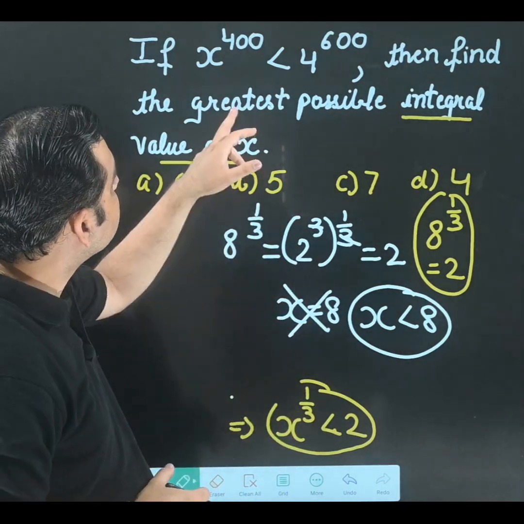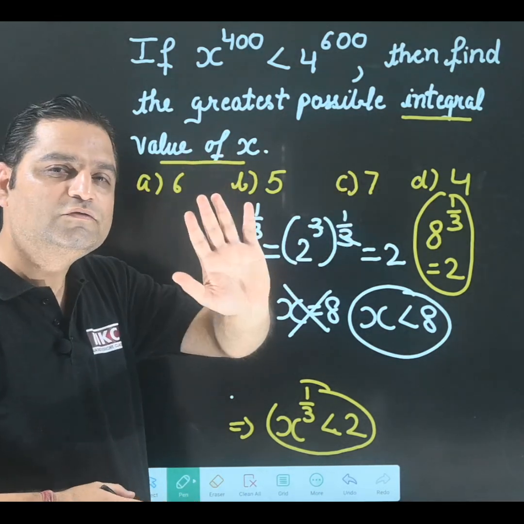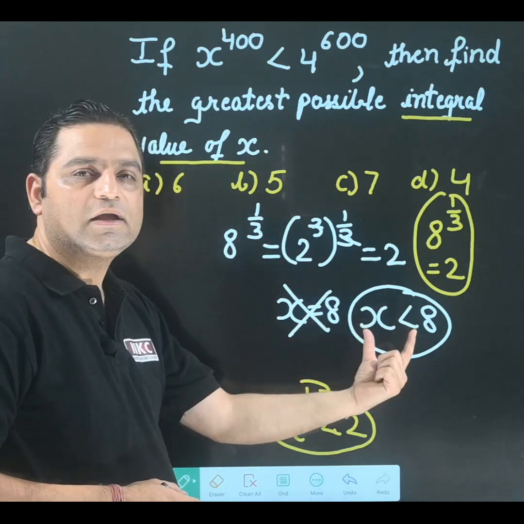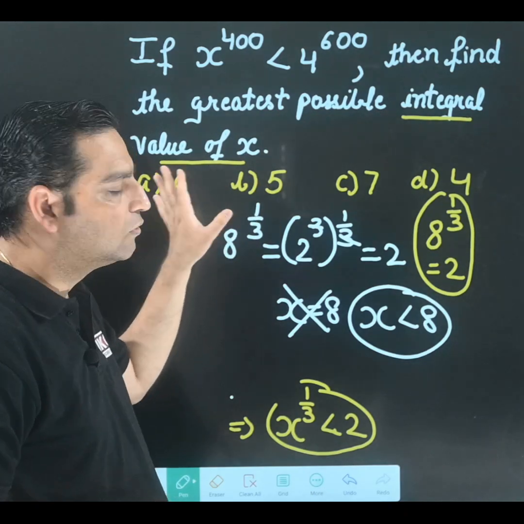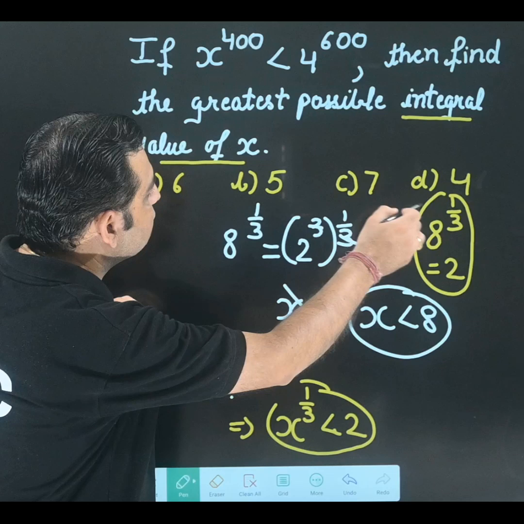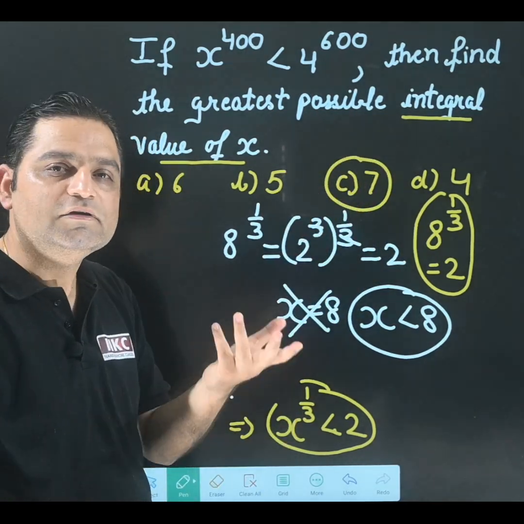Now the question is the greatest possible integral value. I am having 4 options. Out of 4 you need to select. My study has found that x should be less than 8. 4, 7, 5, 6, all the options given are less than 8 only. But out of all these, which one is greatest? Greatest is 7, right? And 7 will satisfy, right?